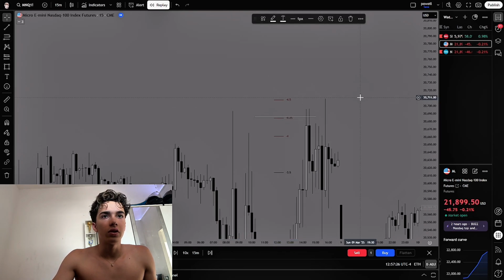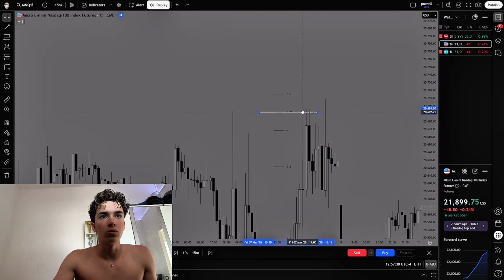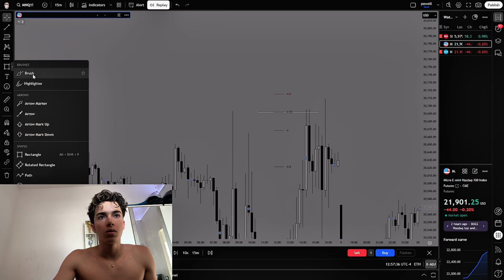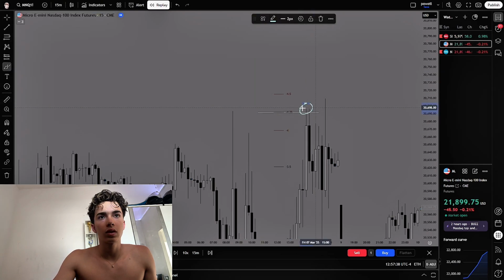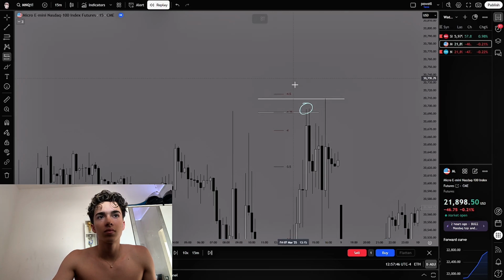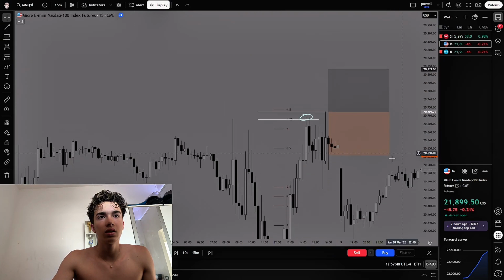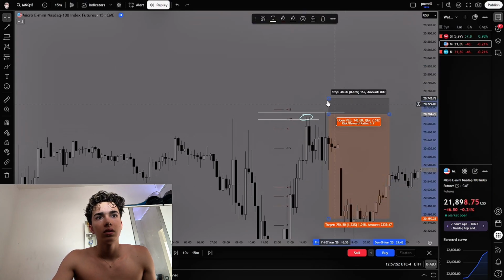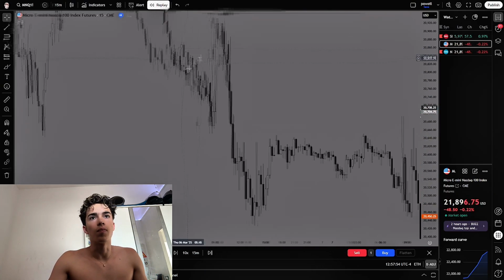Okay, that's not really great. Let's do like this. Okay, that's good. We have our general liquidity here. We aim to the next level, so this one, let's for the example do like this, and this was a good trade. Okay, same stop loss as always, and whatever.